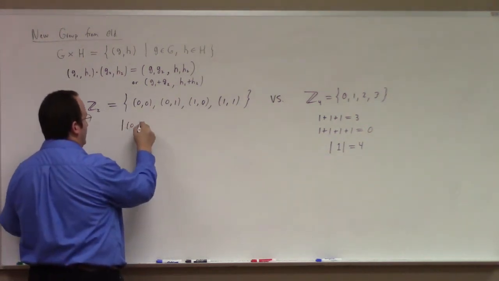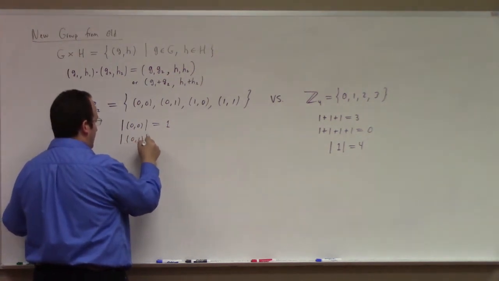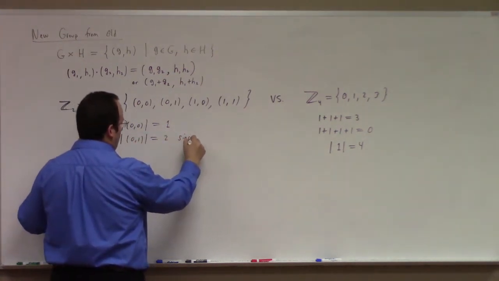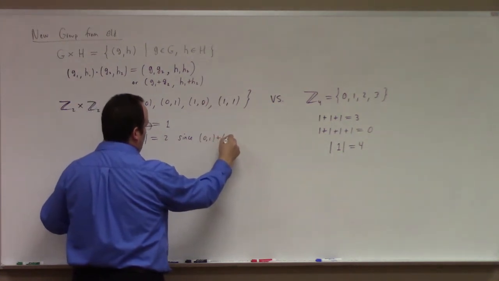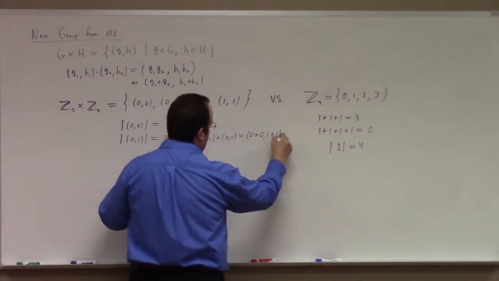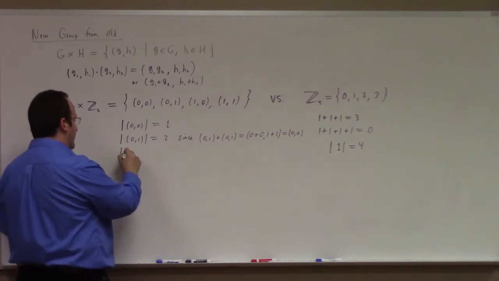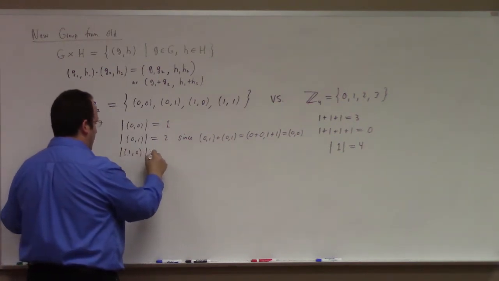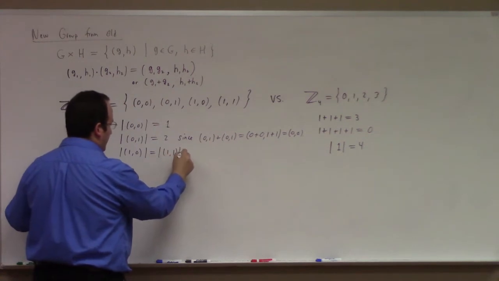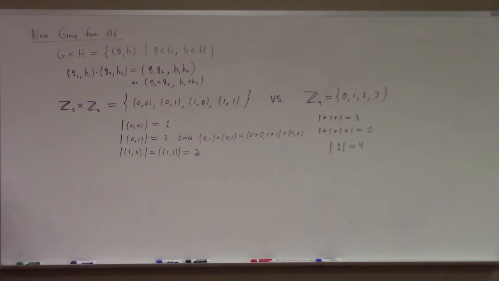The order of (0,0) is 1, right? The order of (0,1) is equal to 2, since (0,1) plus (0,1) is equal to (0 plus 0, 1 plus 1), which is equal to (0,0). Likewise, the order of (1,0) is equal to the order of (1,1). These guys all have order 2. So Z2 cross Z2 has three elements of order 2 and one element of order 1, the identity.